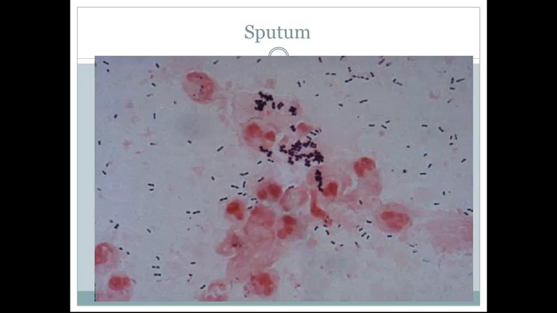So here's another picture. Looks like they are purple. This one's hard to decipher, a little bit blurry, but it looks like they are purple circles. So we have gram positive. And it looks like for the most part they are in pairs. So we have gram positive diplococci.